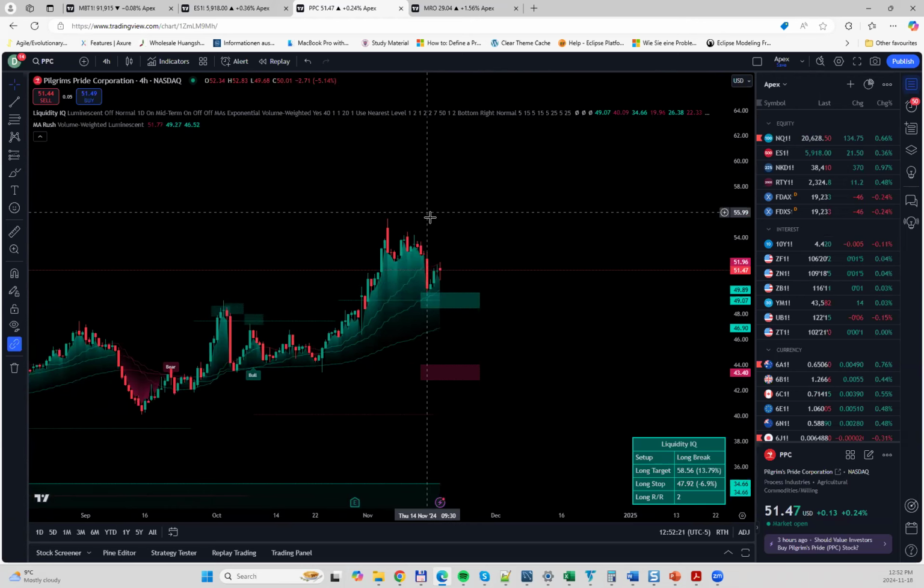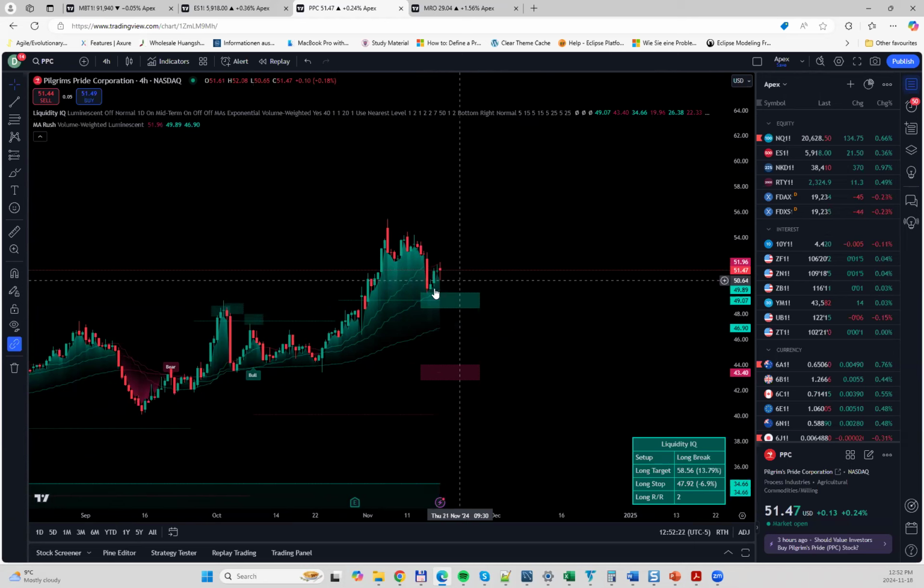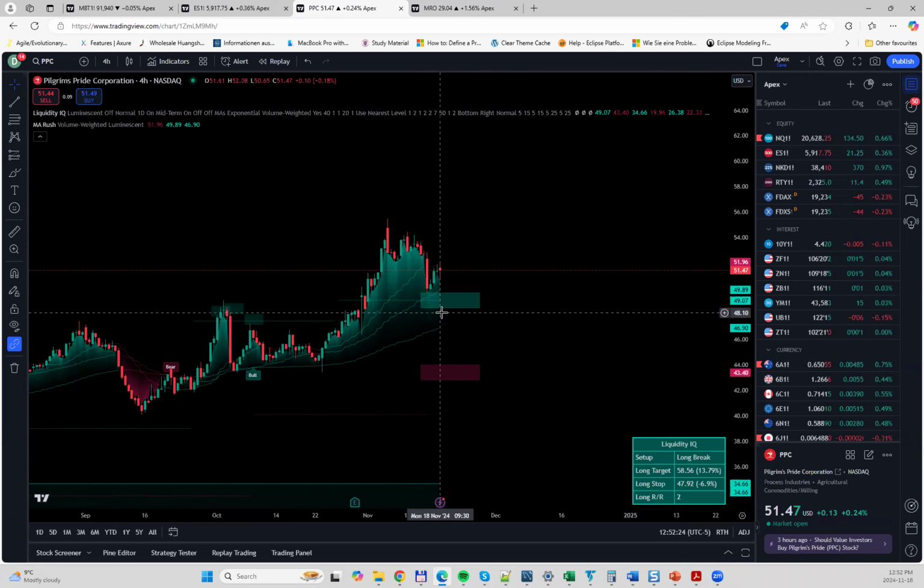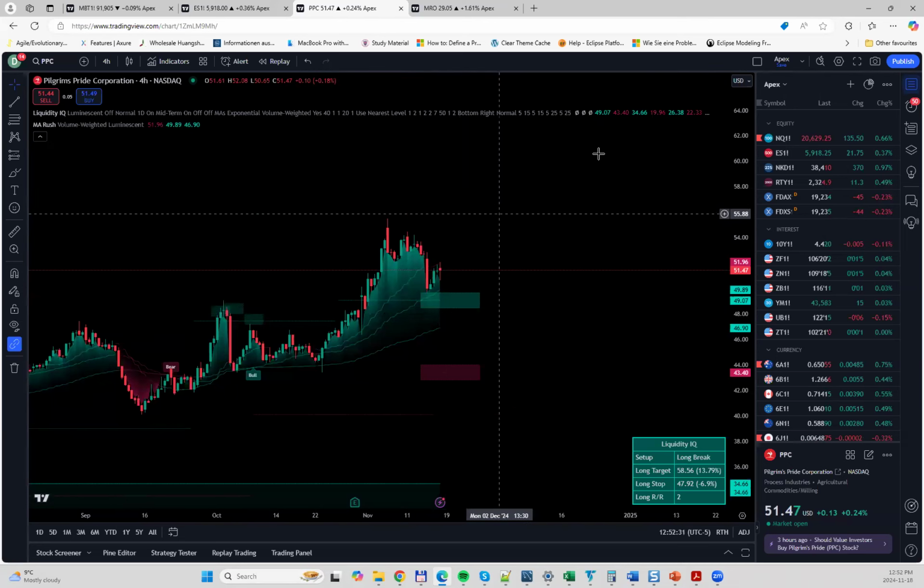Once again, this is a swing trading setup. If you were to trade this, you would put your stop below this resistance level here, which was broken, and you target at least near the all-time highs, but perhaps even higher.